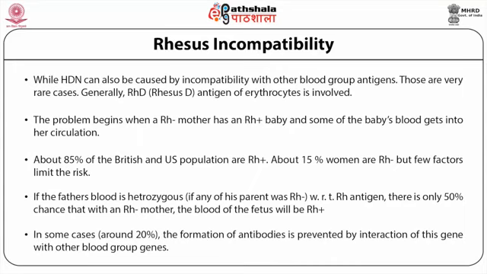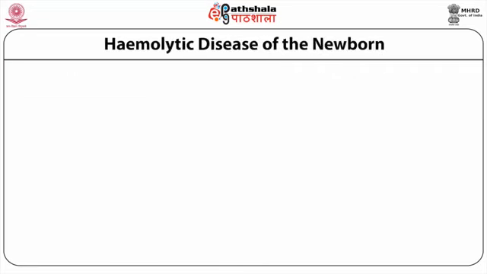A group O Rh negative mother will have antibodies against the A antigen. If the infant's blood was A Rh positive, it will be destroyed by the mother's antibodies. Even if the child survives, severe complications arise.